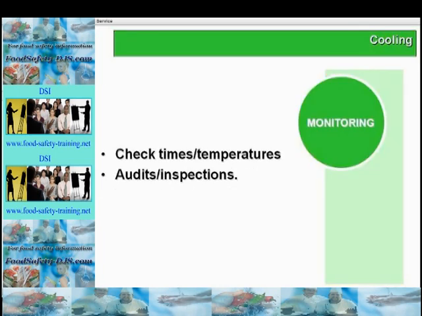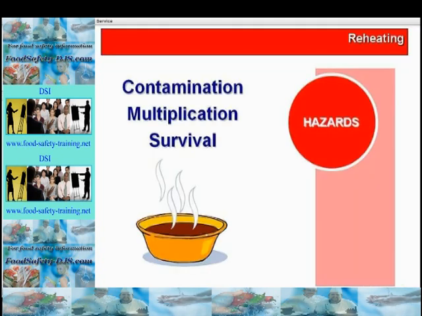Monitoring for cooling includes check cooling times and temperatures, and regular audits and inspections. Reheating food. Hazards include contamination, multiplication and survival of spores and toxins. Again, good hygiene practices is a prerequisite.